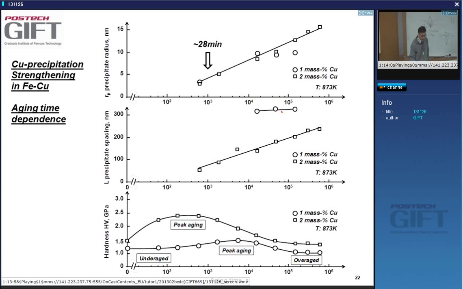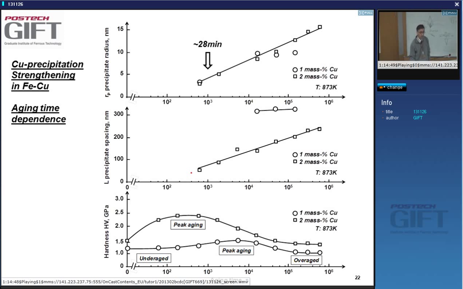And it depends on the composition also. You can see here that at one mass percent, I stay at around 300 nanometers, yes? And if I look at the hardness, I see that for one mass percent, the peak aging is relatively weak and occurs at around 10,000 seconds. The peak aging for 2 mass percent occurs earlier, at around, I would say, between 200 and 300 seconds, so a few minutes. That's where I have the peak aging.